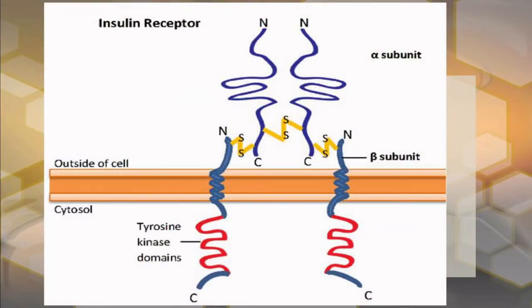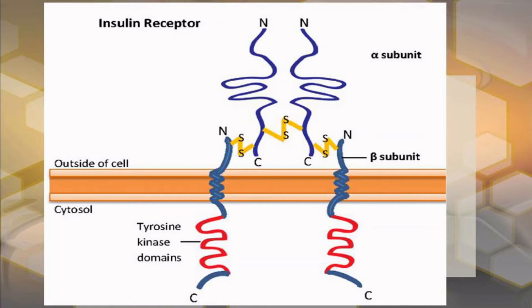This is the structure of the insulin receptor. You can see that it has two alpha subunits and two beta subunits. The alpha subunit and the beta subunit are interconnected by interchain disulfide bonds, and the beta subunit has a transmembrane domain, and it also has an intracellular domain.